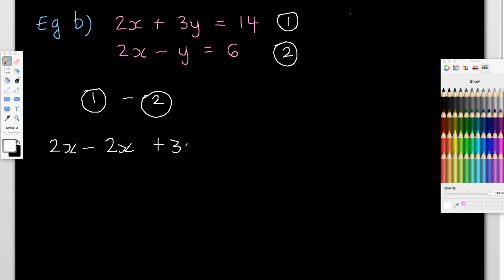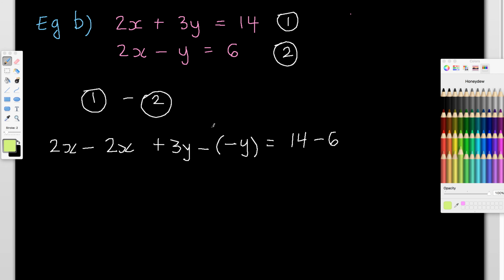I'm going to have 3y minus, I'm going to use a bracket here because I'm subtracting. Remember, I'm subtracting this entire equation, and this is already a negative y. And that's going to be 14 minus 6 on the right-hand side. So I subtracted the x terms, I subtracted the y term, I subtracted the 6 from the 14 as well. Now let's clean it up.